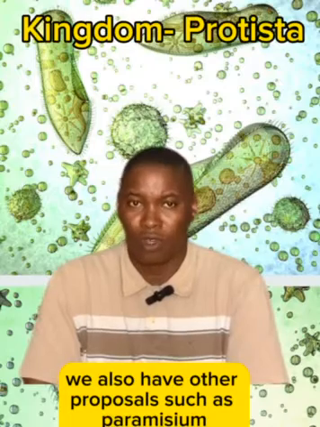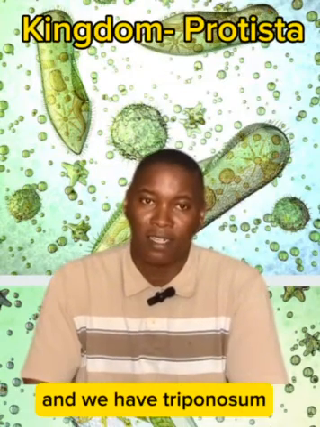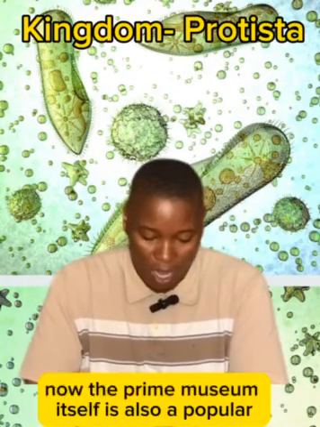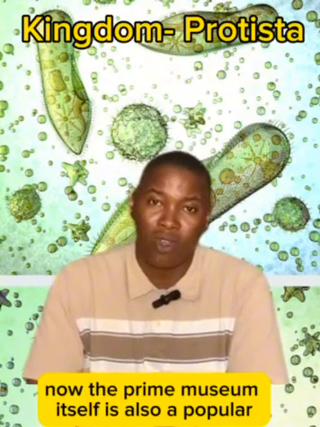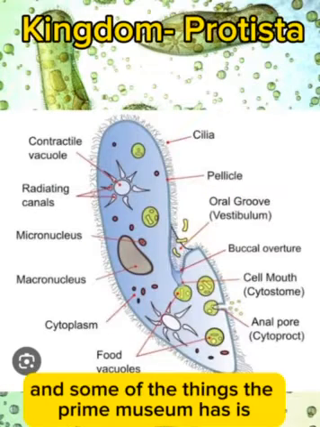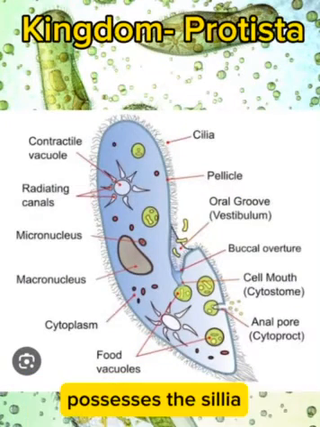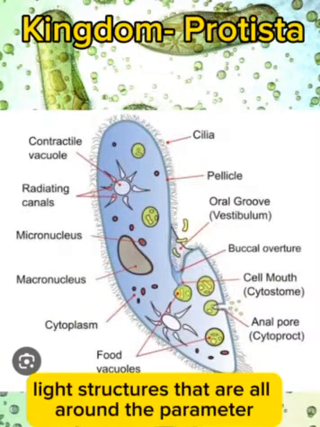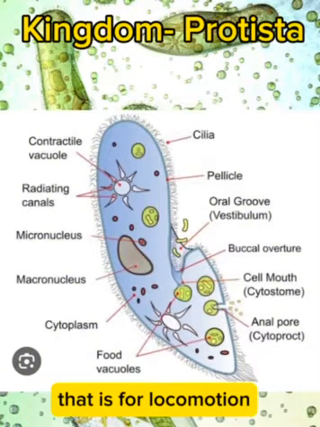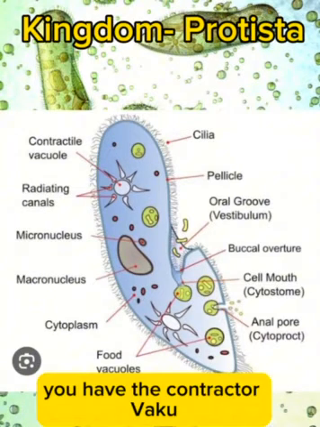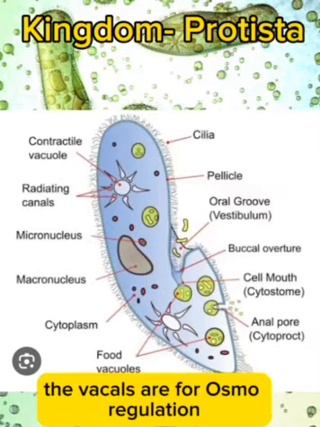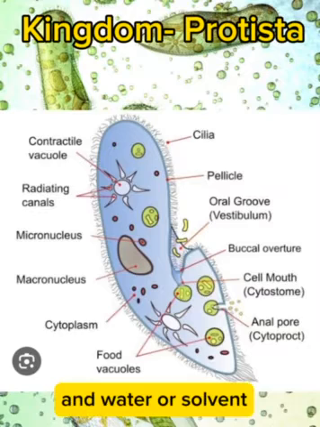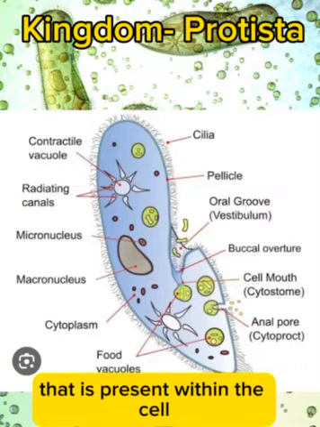We also have other protozoa such as paramecium, and we have trypanosome, which is also a protozoa. Now, the paramecium itself is also a popular protozoa, and some of the things the paramecium has is it possesses the cilia. The cilia is for locomotion, and this is important. These are thread-like structures that are all around the paramecium for locomotion. You have the contractile vacuole. Like we said, the vacuoles are for osmoregulation, so they regulate the amount of solute and water or solvent that is present within the cell.